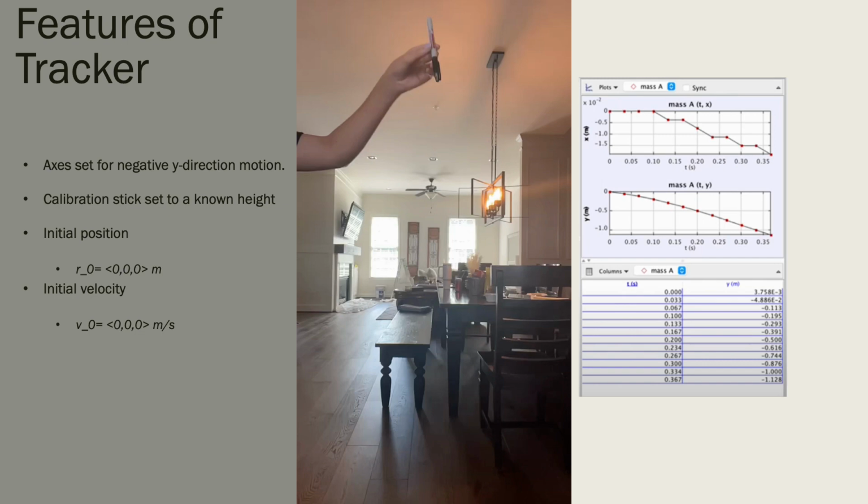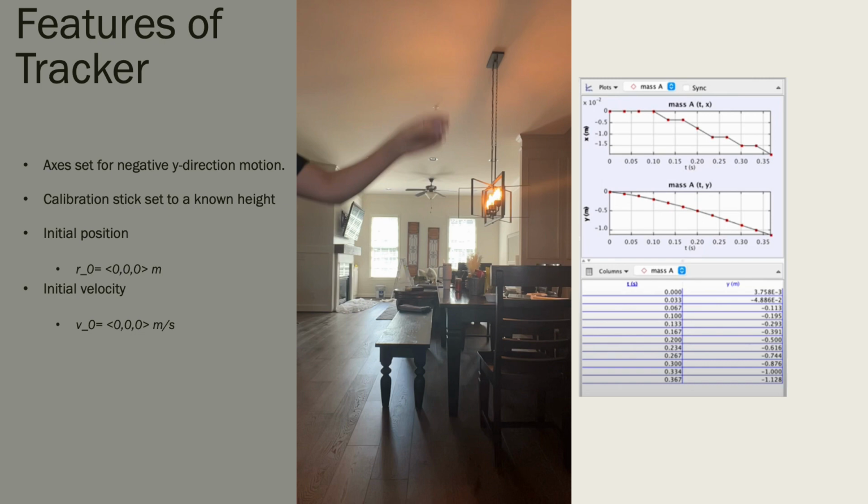I oriented the axis for the Sharpie moving in the negative y direction by placing the origin at the object's initial position. I rotated my axis to accommodate the calibration stick, which is set to the known height in the video. The video is about 11 frames, and the program gave me the position data of the object in the tables and the graphs. The graph has a slight curve in the slope, indicating the non-constant net force. The initial position and time range were obtained from the table, and we know the initial velocity of the object was 0 since it was dropped from rest.